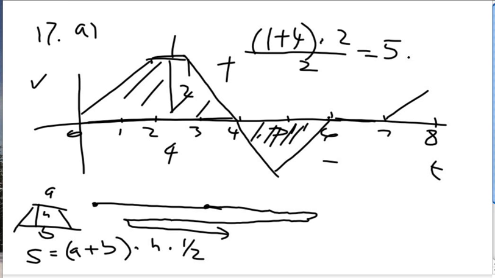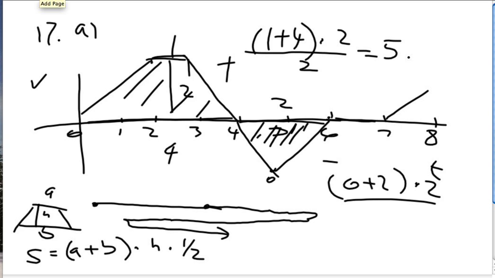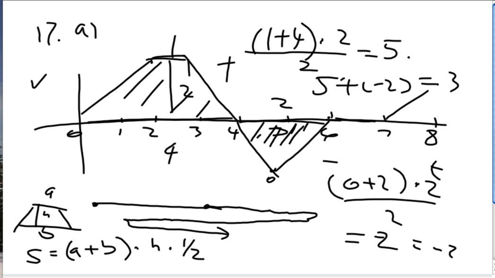And here the triangle area is: 0 plus 2, times height. Height is 2, over 2, which is 2. But remember, this is minus 2 because this is below the x-axis. We add them together, 5 plus minus 2 equals 3. That's the answer for A.